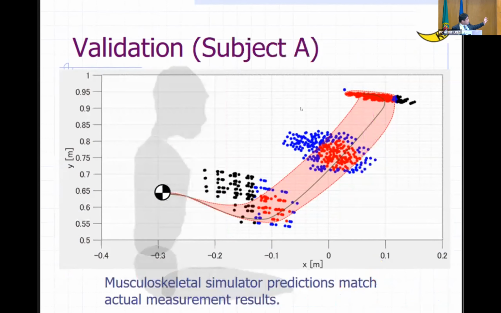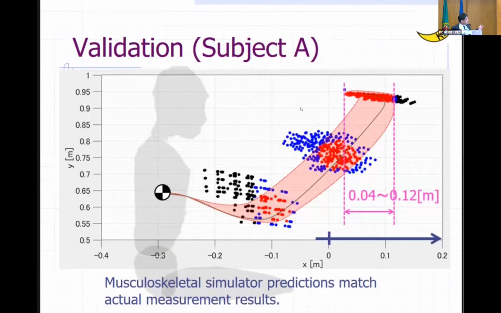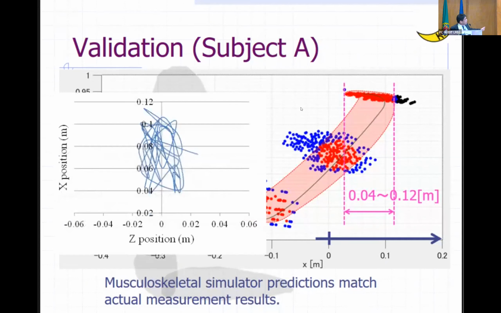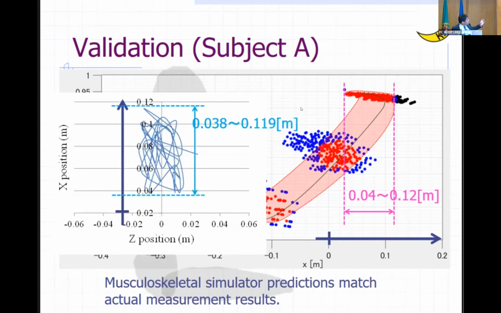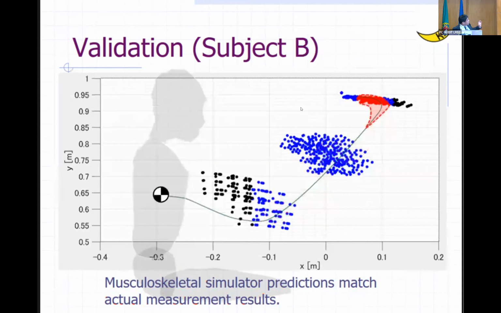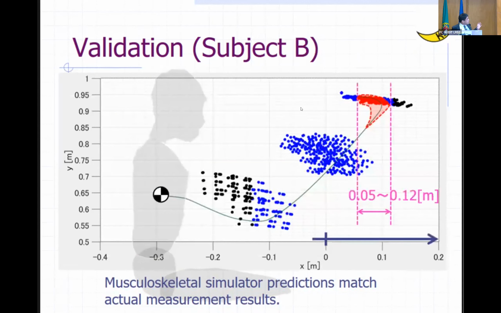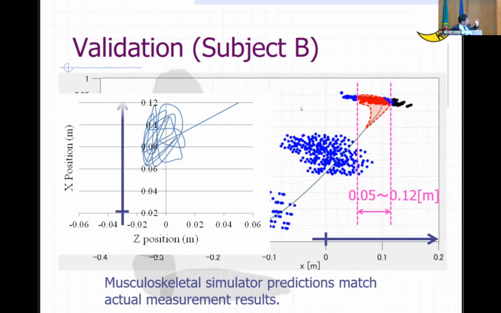So we compare these data. This is subject A's data, X is this, and this is the safety motion tolerance. On the other hand, the stabilometer data is here, and the X is here, and they are almost the same. So the muscle simulator predicts the actual measurement result. Subject B is the same, and subject B's stabilometer result is this, almost the same.